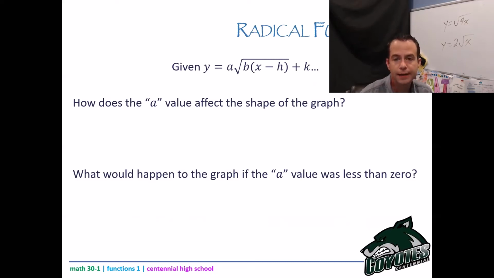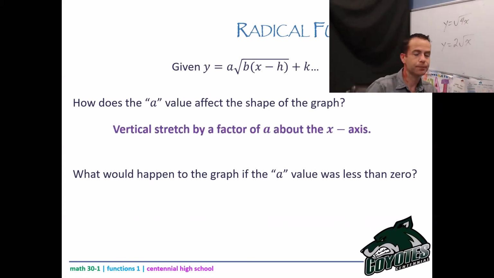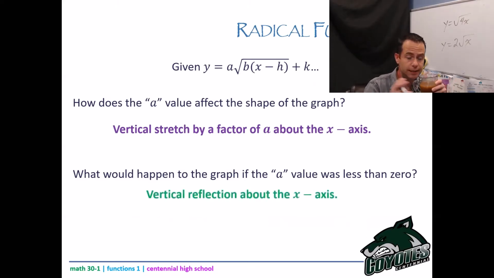How does the A value affect the shape of the graph? Well, it's a vertical stretch by a factor of A about the x-axis. What would happen if it was less than 0? That would be a vertical reflection, also about the x-axis. A reminder, when you're describing these things to me, you do need to say about the x-axis, because it could have been about any line we want.